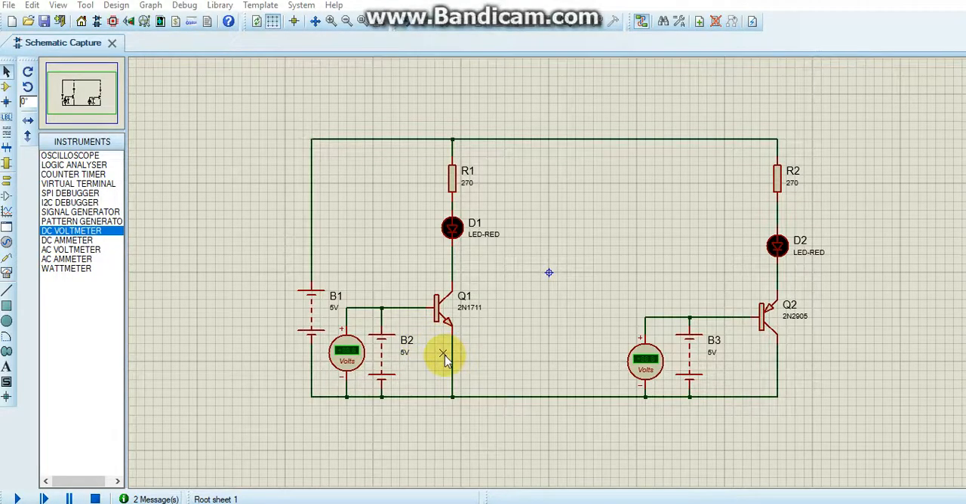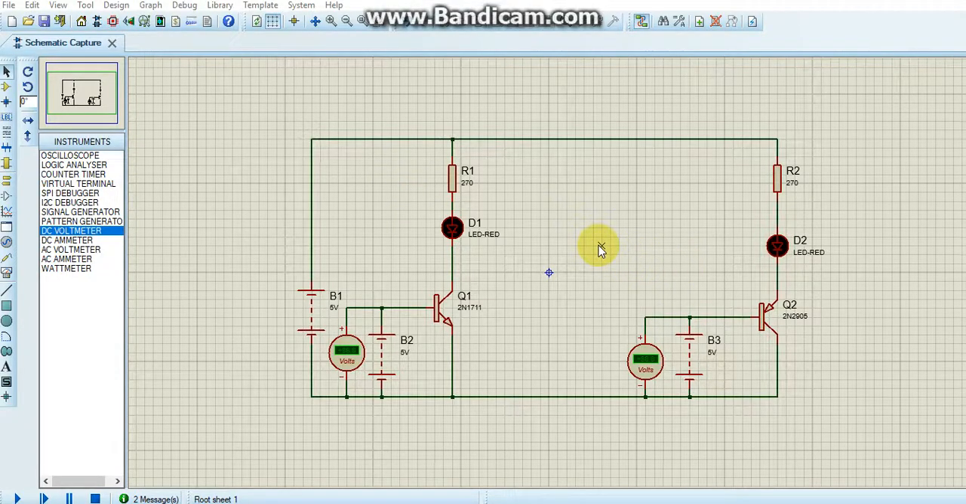The base voltage is 5 volt higher than the emitter voltage, so it is at least 0.7 volt higher than the emitter voltage. So we are expecting that transistor to turn on, and if the transistor turns on, then the current will flow through R1 and LED 1 will turn on as well.